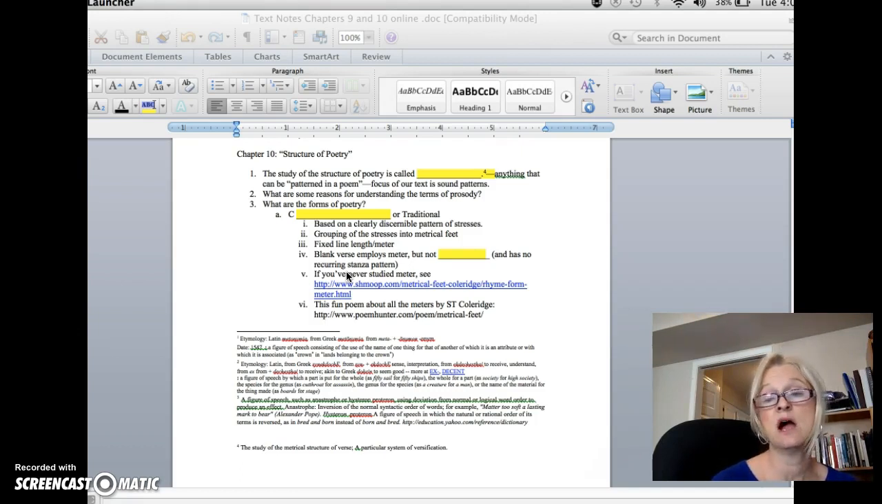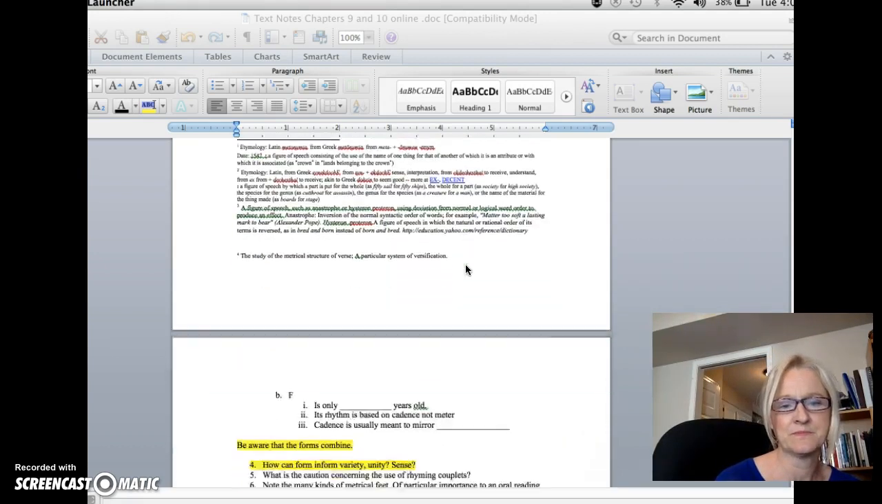Sometimes you're going to have a very highly metered poem and you can see no connection between the meter or the sound and its sense. And if that's the case, I just wouldn't comment on it. Comment on something that you understand. But some people are able to make great use of meter. Okay, blank verse employs meter but not rhyme. Okay, so you might have something that's highly metered but not rhymed.